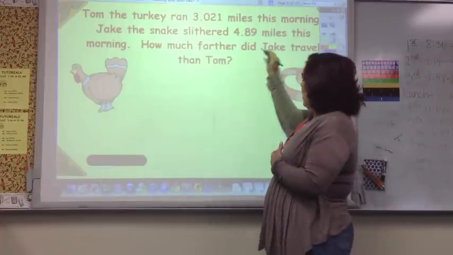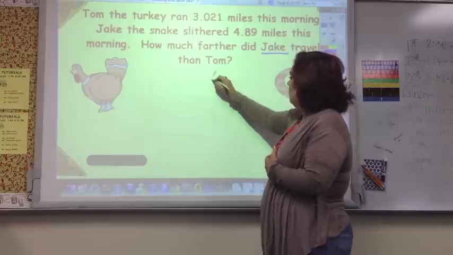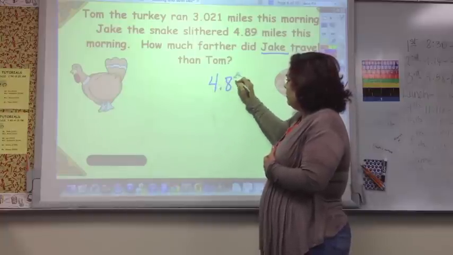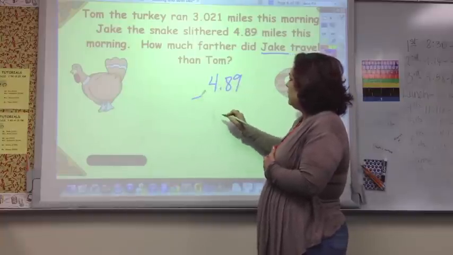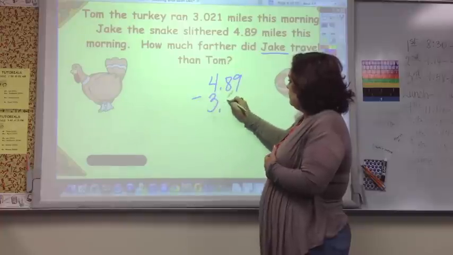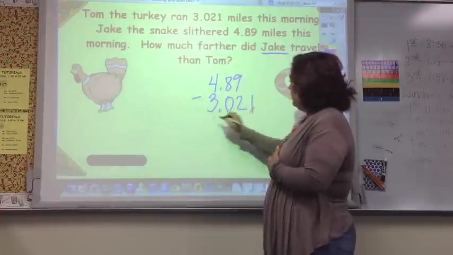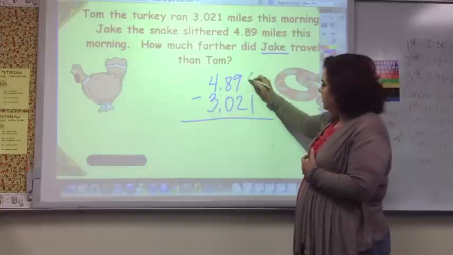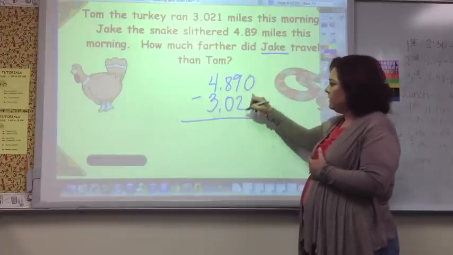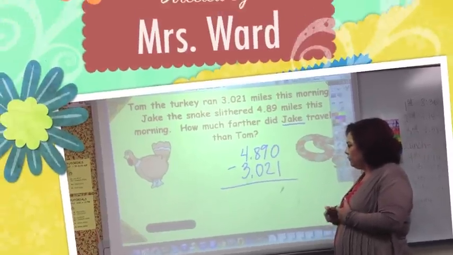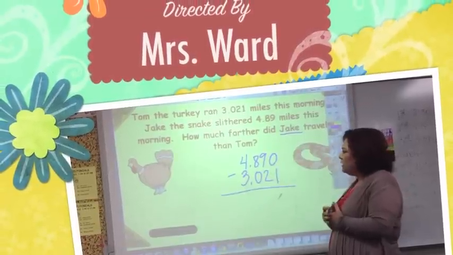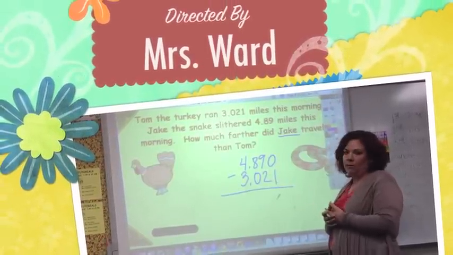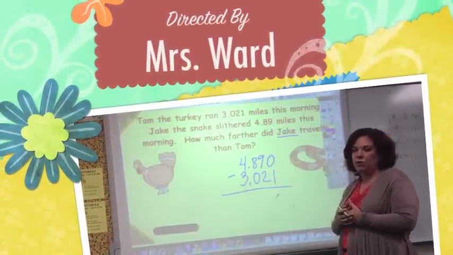Jake comes first, so 4 and 89/100ths, and 4 and 89/100ths is bigger. And then Tom, and make sure your decimals all line up. And you have to fill in this 0 here, annex this 0, because you can't take 1 from nothing. So go ahead and do this problem and then come back and make sure you have the right answer.